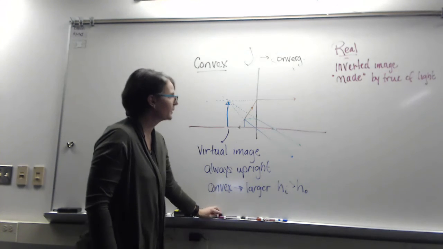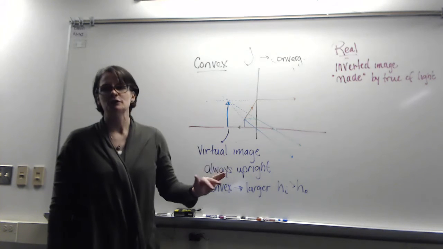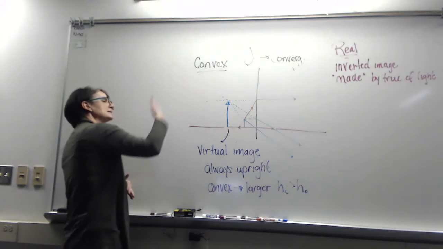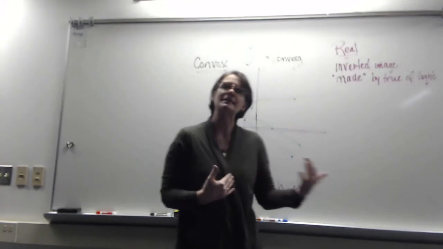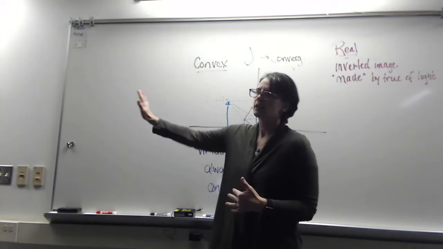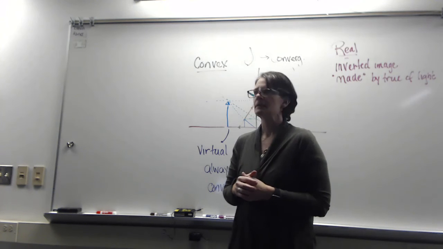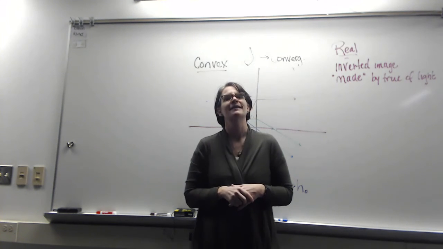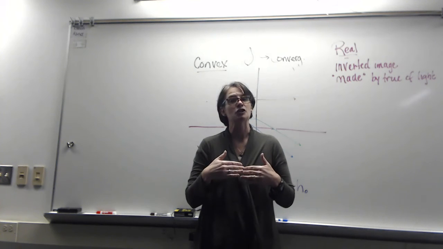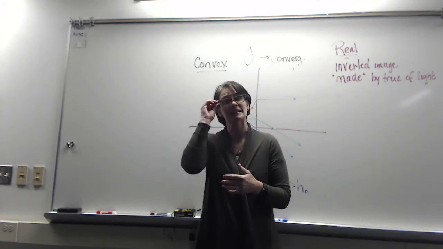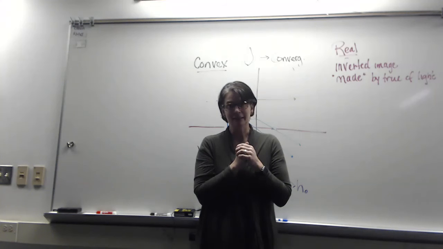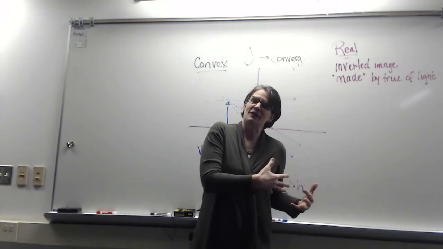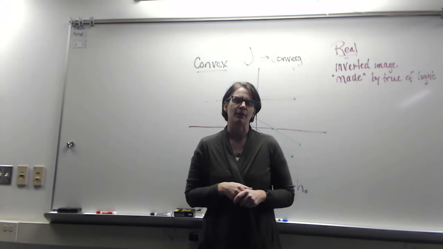All right, so a real image is produced by a convex lens when the object is outside the focal point, and it changes in shape and size depending on where that object is located. A virtual image is produced by a convex lens when the object is inside the focal point. And it's important to realize that it's not real. It's something that we're interpreting based on the rays of light being properly refracted through our visual system and hitting our retina.